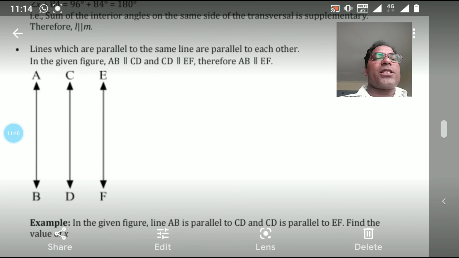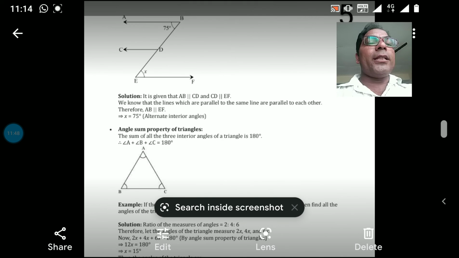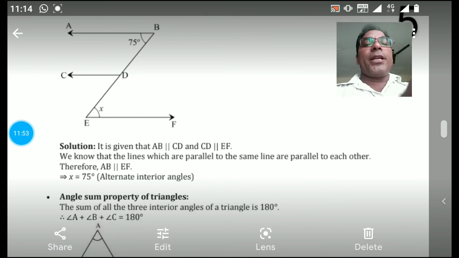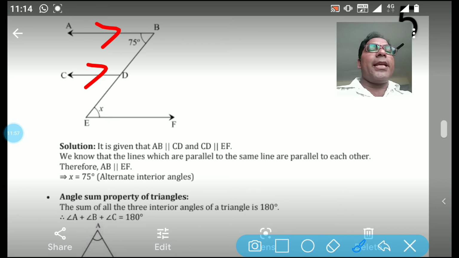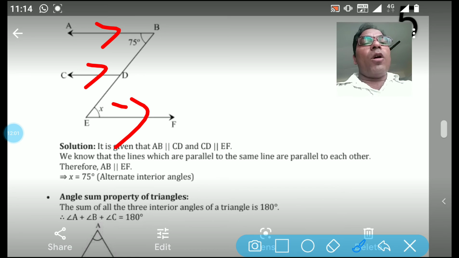Okay, an example is given in the given figure. Line AB is parallel to CD and CD is parallel to EF. Find the value of x. Let us see this diagram. Sorry, this question here it is given. See, in this diagram what is given? AB is parallel to CD and CD is parallel to EF. Then we have to find out the value of x.